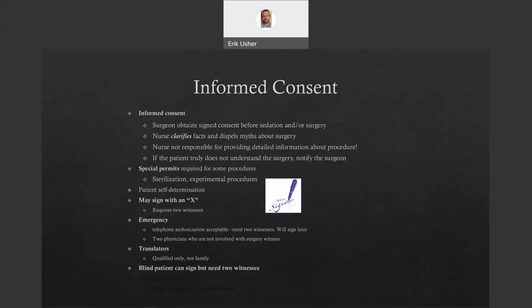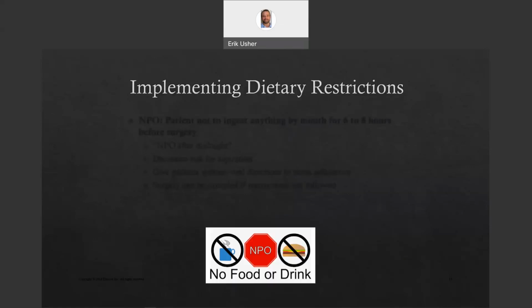Blind patient, yep, they can sign too. Just need 2 witnesses. Kind of noticing a little theme here. And hearing impaired, yep, sign language, 2 witnesses. So there you go. There's all those ways for the informed consent. The big thing with the informed consent, it's not our responsibility to explain it, but it is our responsibility to report to the surgeon if there's a knowledge deficit in that.